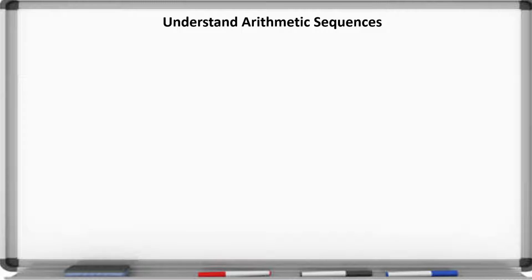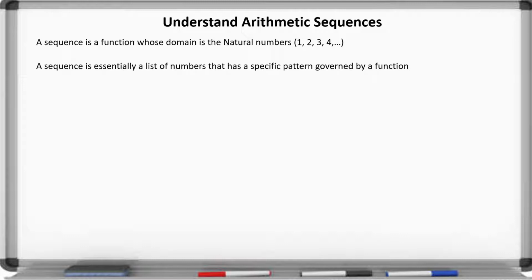Alright, so let's talk about arithmetic sequences first. So what are they? So in general, a sequence is a function whose domain is the natural numbers. So the natural numbers are the numbers from 1, 2, 3, 4, and so on. These are the numbers that you naturally think of when you start counting. So a sequence is essentially a list of numbers that has a specific pattern that is governed by a function or some kind of rule.